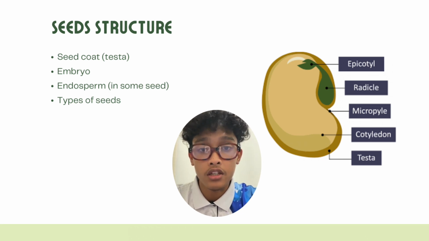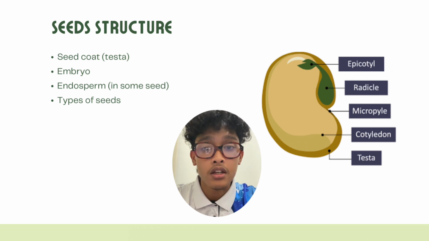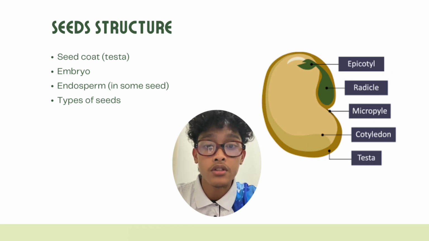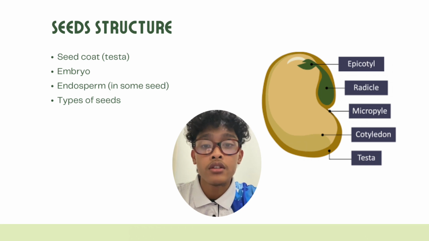The third one is endosperm in some seeds, a tissue that provides stored food like starch, oils, and proteins for the embryo. In some seeds like maize, the endosperm remains and nourishes the embryo. In others like beans, the cotyledons absorb the endosperm and also store the food.